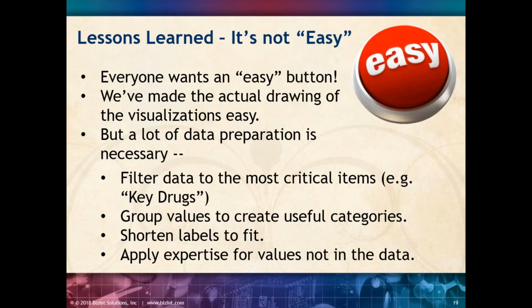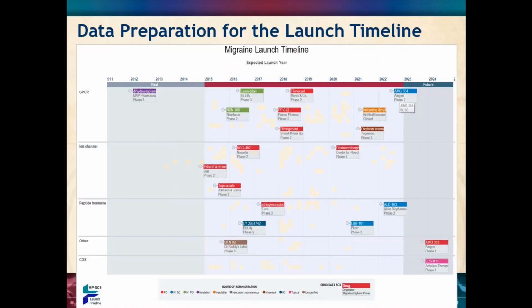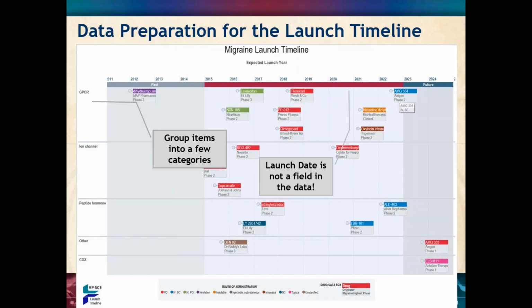So here's an example of some of the data issues that we had to deal with before creating this migraine launch timeline. The key value for this visualization, which is the estimated launch date, isn't actually a field that the drug pipeline databases provide. And in order to create the lanes, we call them swim lanes, in which the drugs appear, we had to group these target items into a few categories. And likewise, we had to take the route of administration values provided by the databases and group those so that we had a useful number of colors for our color code key.